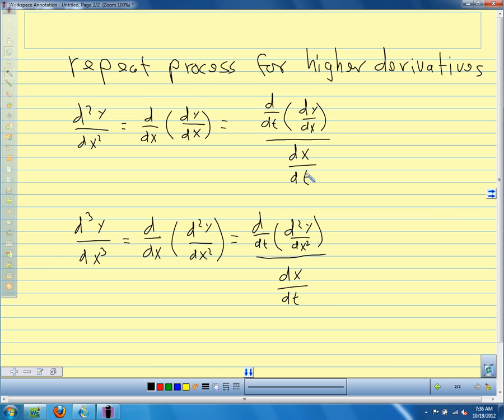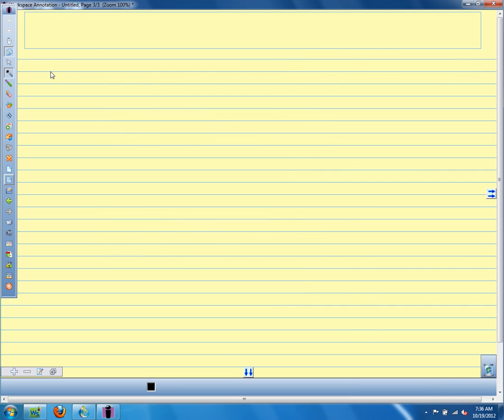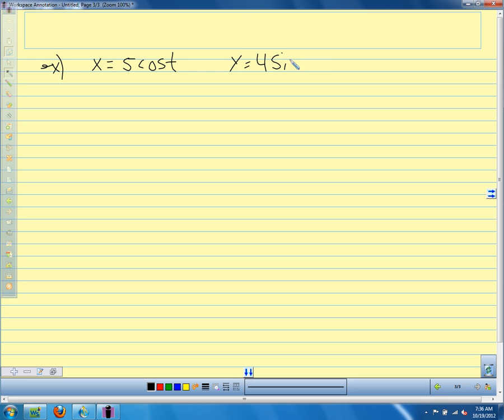So let's do a quick example of finding a couple of derivatives, where we could find the slope of a function, and maybe we're interested in the concavity. So we're going to calculate a couple of derivatives. So we have x equals 5 cosine t and y equals 4 sine t, for 0 less than t less than 3.